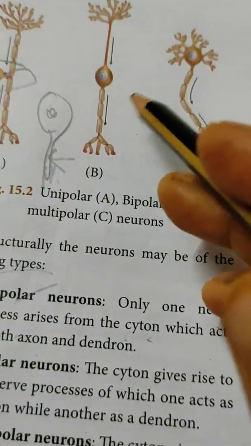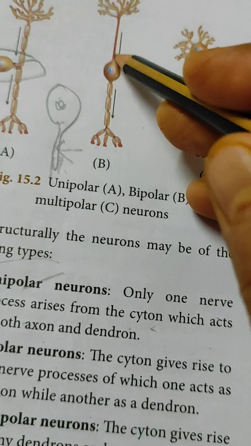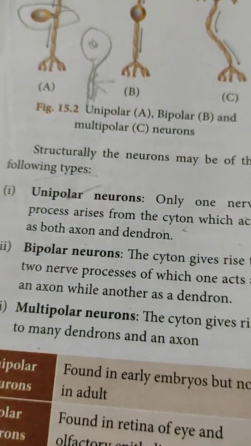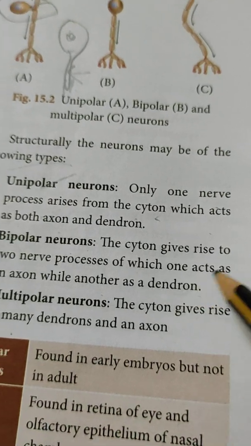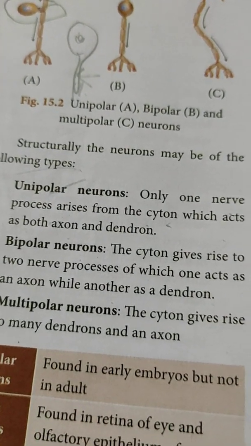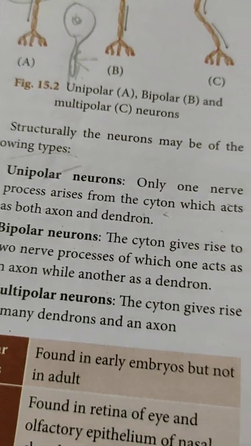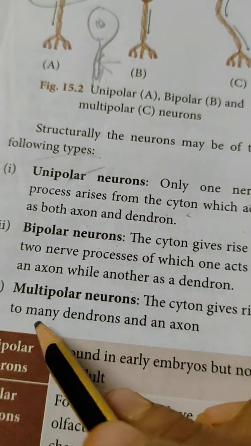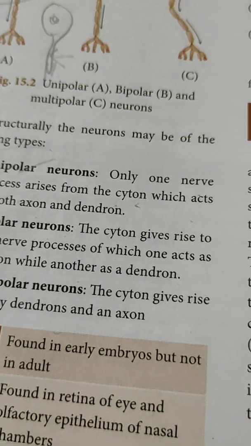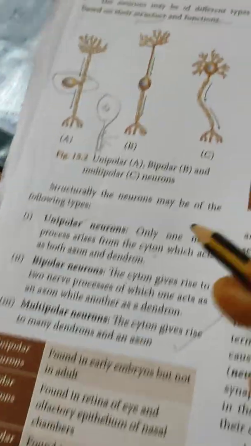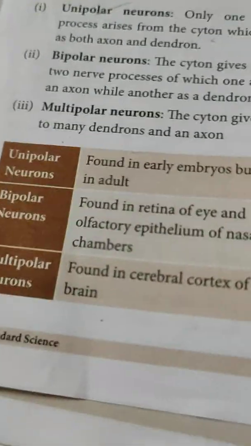Bipolar neurons have two projections, one on the upper side and one on the lower side. Two nerve processes, of which one acts as axon and the other acts as dendron. Now the third one is called the multipolar neuron. The cyton gives rise to many dendrons and only one axon. That is called multipolar. So structurally, along with the diagram you have to practice.